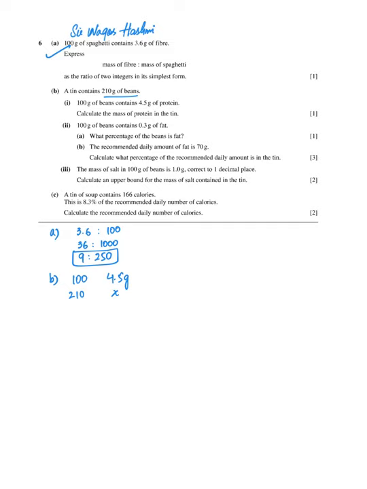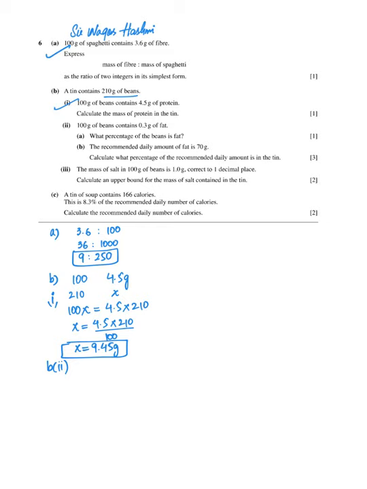By cross multiplication, you can say that 100 times x equals 4.5 times 210. We need to find the value of x here. So x is 4.5 times 210 divided by 100, and that equals 9.45 grams. That is the amount of protein in 210 grams of beans. That is your B part 1 answer, right? So it's B part 2.